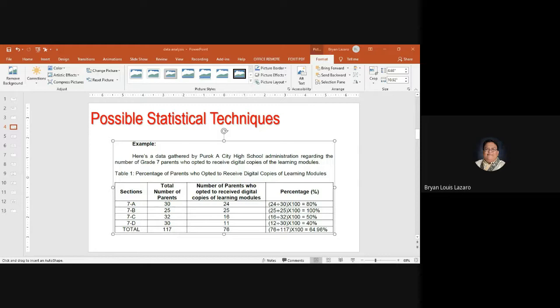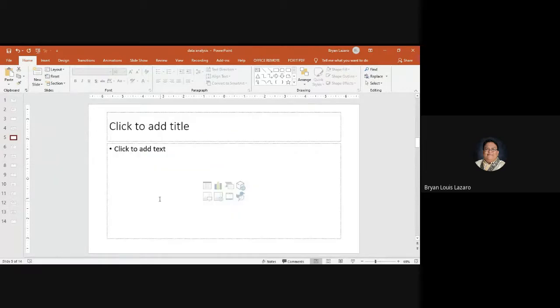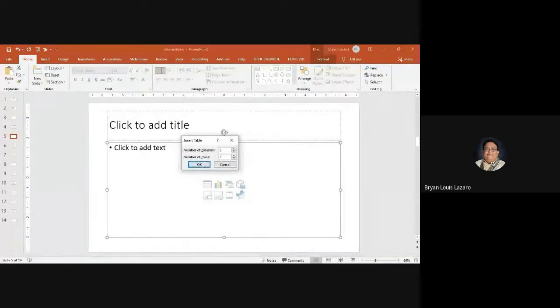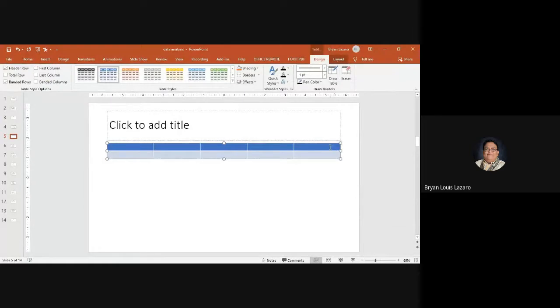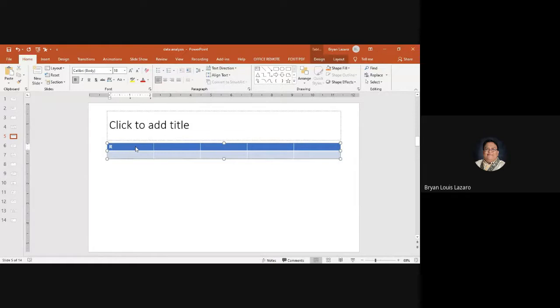Ang inyong may mga choices kayo, di ba? So, for example, gagawa ako ng demo. Meron kang table. Tapos ganito kasi yung gagawin nyo. Meron tayong tinatawag na responses, tapos frequency, tapos percentage. Ganyan yan eh.